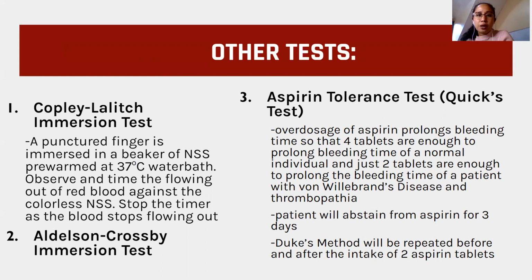And thrombopathia. The patient will abstain from aspirin for 3 days. Then you will do the Duke method before and after the intake of 2 aspirin tablets. So how much aspirin could you tolerate? If you give a normal patient 2 aspirin tablets, the Duke method should still be normal. But a patient with von Willebrand's disease or thrombopathia, with just 2 aspirin, will have a prolonged result.